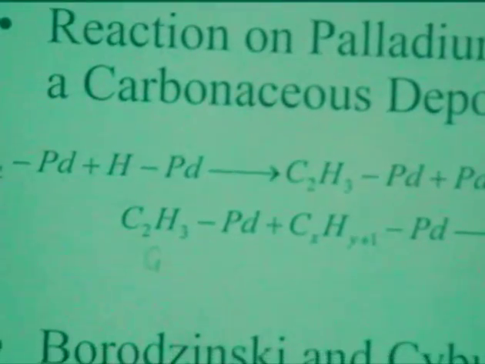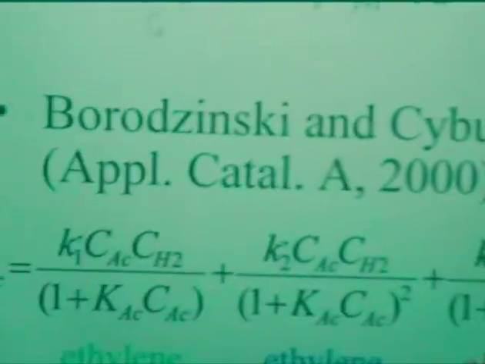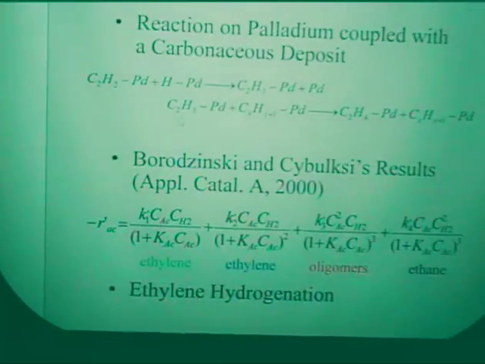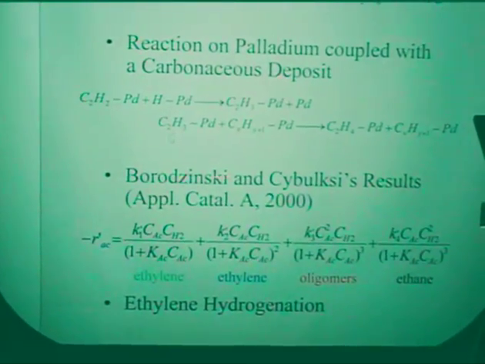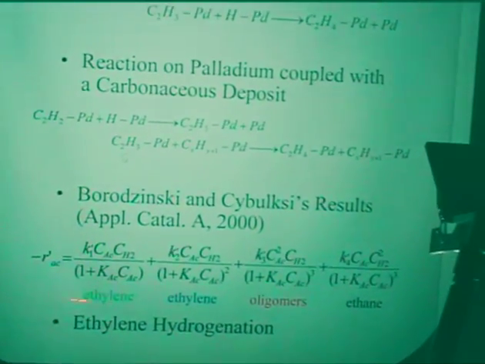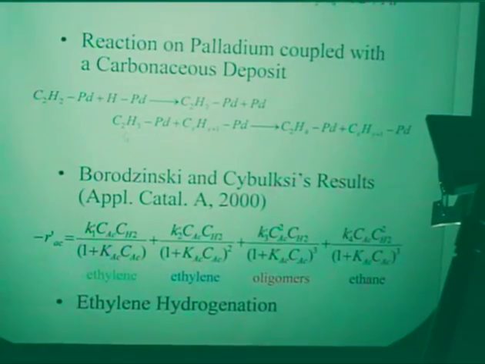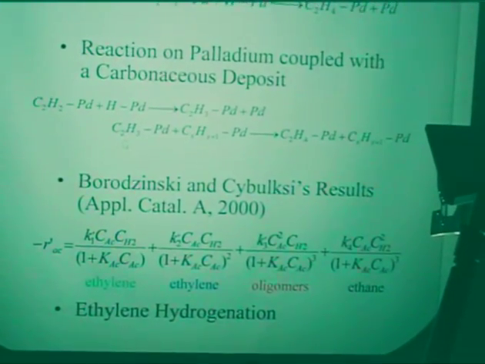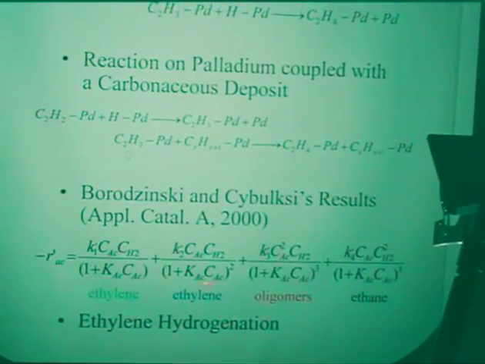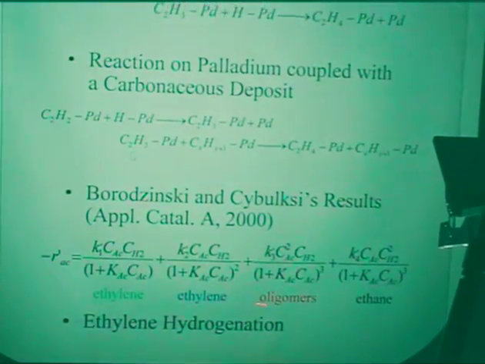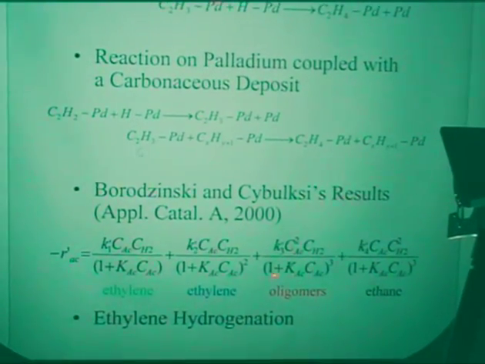So one of the most recent results is by Borzinski and Cebulski in Applied Catalysis, and they actually did this reaction at 25 degrees C, and they came up with 4 terms in the rate expression for 3 products: 2 for just ethylene, 1 for the C4 oligomers, and 1 for ethane. So Somorjai has shown that this one is very small, or much smaller compared to these 2. And this really relates to coking on the surface of the catalyst, so it's expected to also be very small.